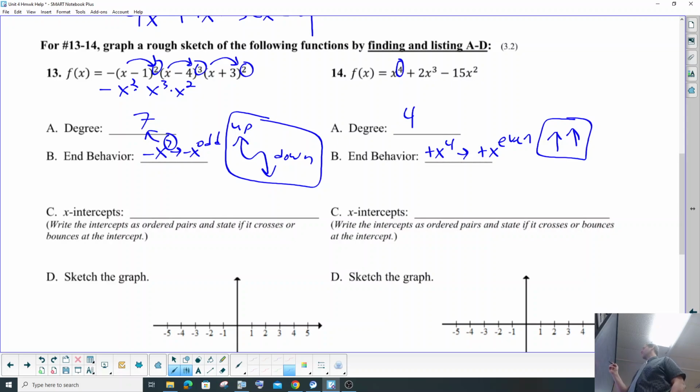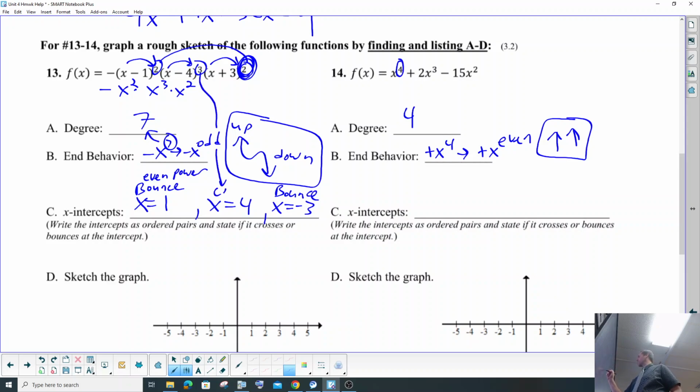And the x-intercepts, they give us the x-intercepts there. So we have x equals 1, x equals 4. Remember, you've got to change the signs. You'll see one of these on the test. And a negative 3. And so it's even at 1, and 2 and 3. So 1 is going to be even power. And if you remember, even power means to bounce. We're not talking about the negative 3. No, no, no. We're talking about the power, which is 2. That's even, bounce. And then odd is going to be cross through.